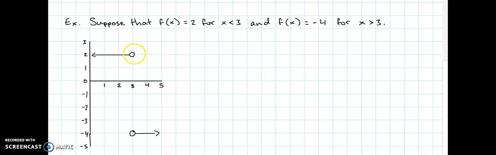As you can see here on this graph, when x is smaller than 3, the y value is always 2. And when x is larger than 3, the y value is always negative 4. I put 2 holes here because, as it says here, x is not equal to 3. This is only when x is smaller than 3. And same here, this is only when x is larger than 3 and not equal to 3.